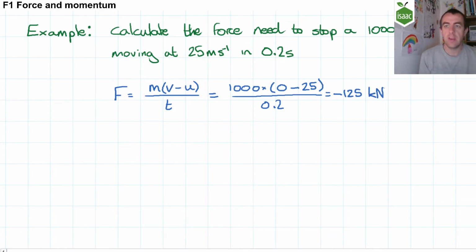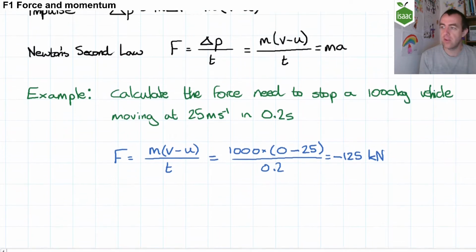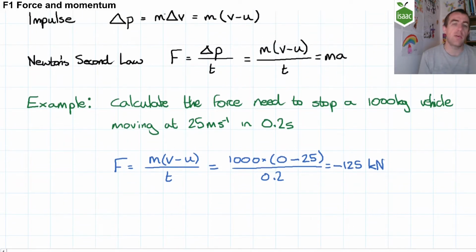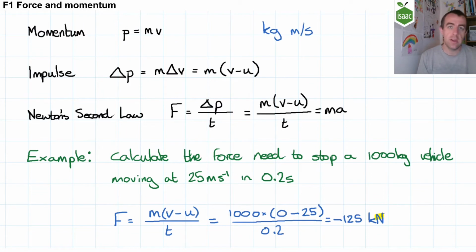Be aware that with this calculation, the force is going to be negative because the force is slowing the body down. Therefore, it's acting in the opposite direction to the initial velocity of the body. And that's everything you need to answer these questions about force and momentum.